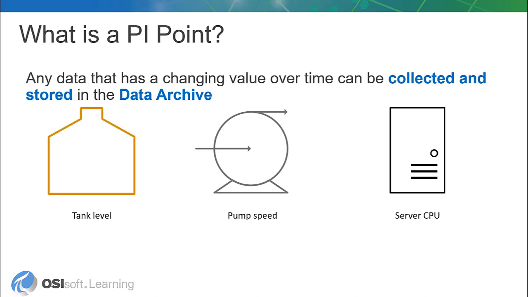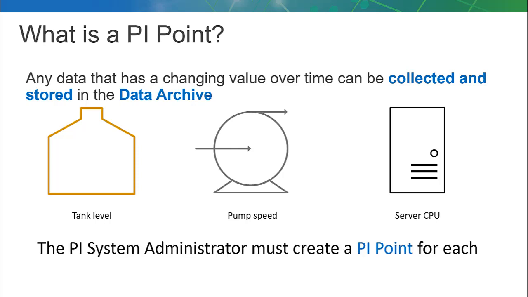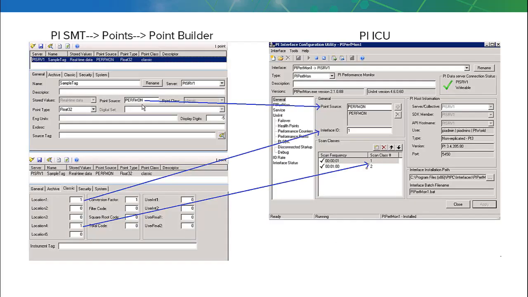Let's get a brief refresher on what a PyPoint is. A PyPoint is any data that has a changing value over time. This is collected and stored in the data archive. PyPoints are process attributes such as tank level, pump speed, server CPU. The PySystem administrator needs to create a PyPoint for each of these process attributes.